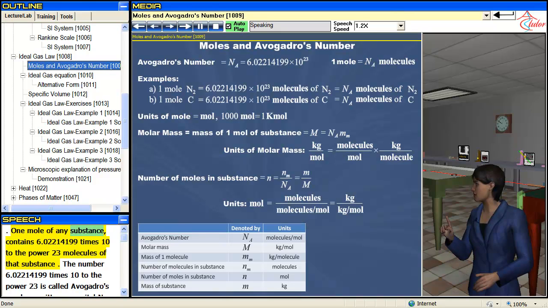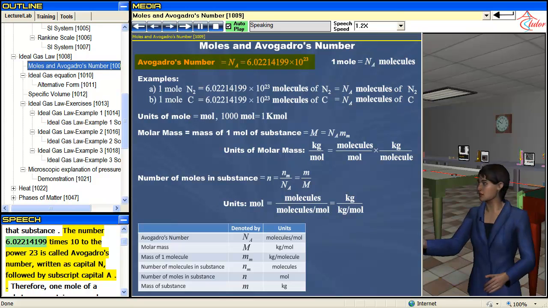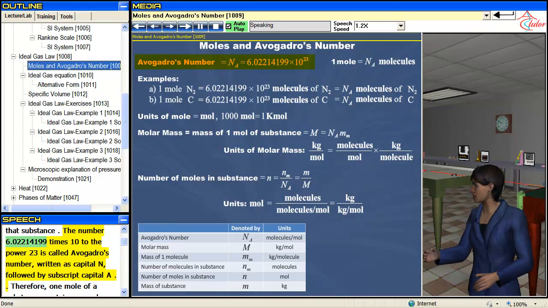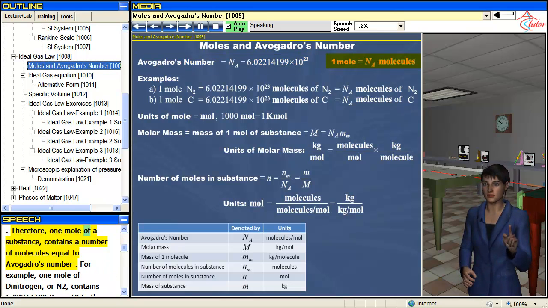1 mole of any substance contains 6.02214199 times 10 to the power 23 molecules of that substance. The number 6.02214199 times 10 to the power 23 is called Avogadro's number, written as capital N, followed by subscript capital A. Therefore, 1 mole of a substance contains a number of molecules equal to Avogadro's number.